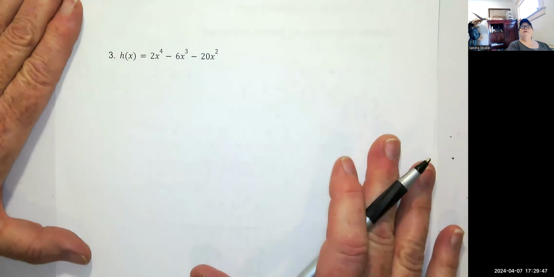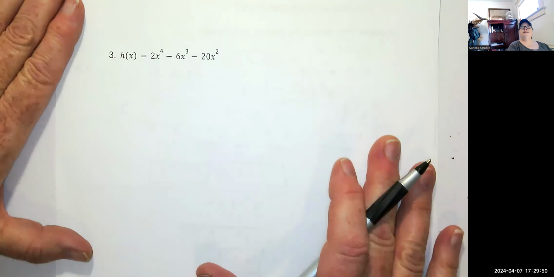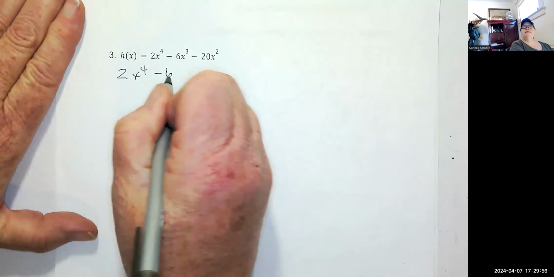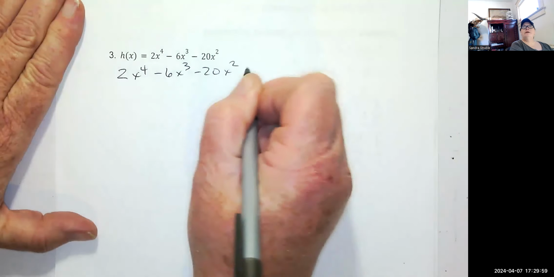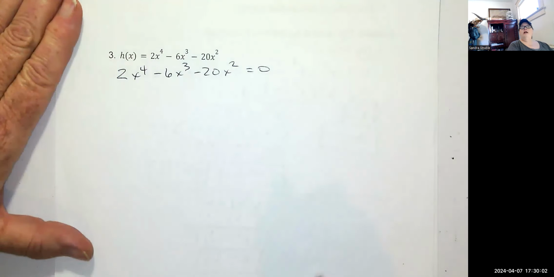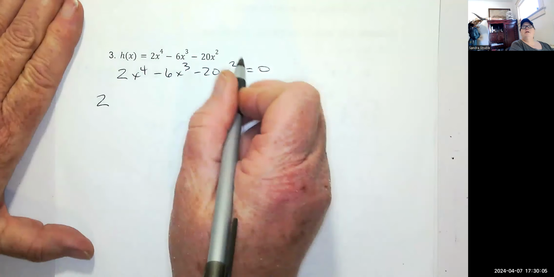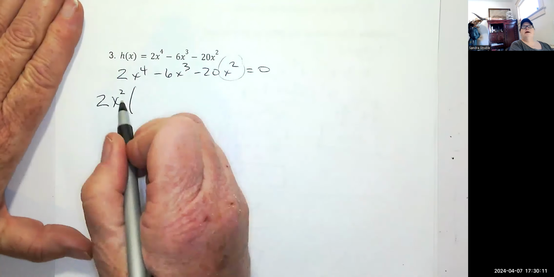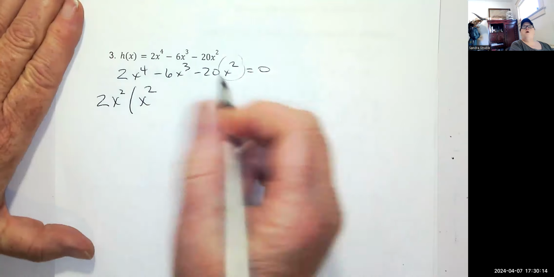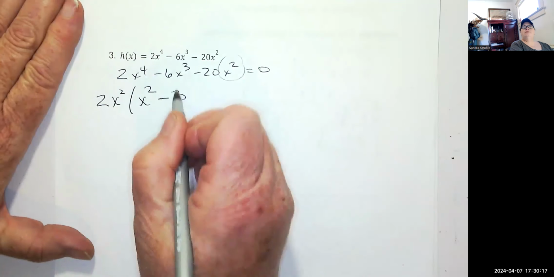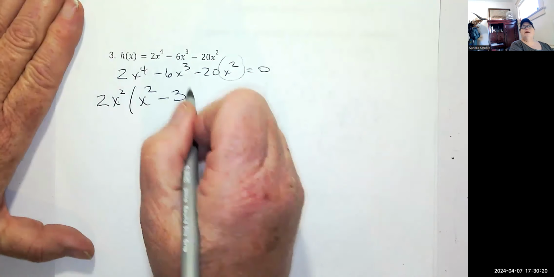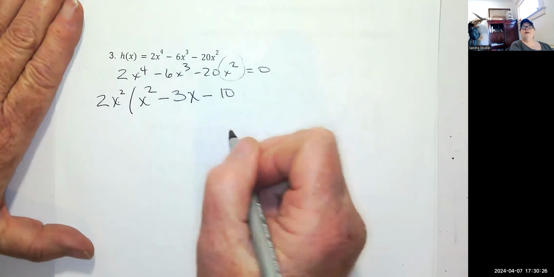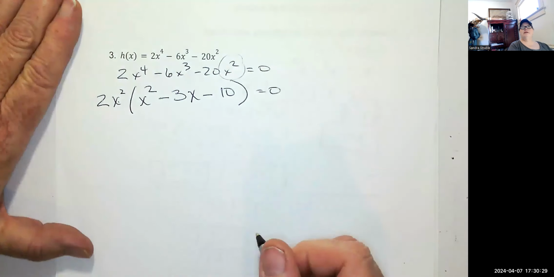Okay. The next one, 2x to the 4th minus 6x cubed minus 20x squared. I need to set this equal to 0. So 2x to the 4th minus 6x cubed minus 20x squared equals 0. They all have a 2 in common, and they all have an x squared in common. So I'm going to factor that out. 2 from 2 is 1. X squared from x fourth is x squared. Minus 2 times -3 is -6. X squared from x cubed is an x. Minus 2 times -10 is -20. And then that is it for the x squares.